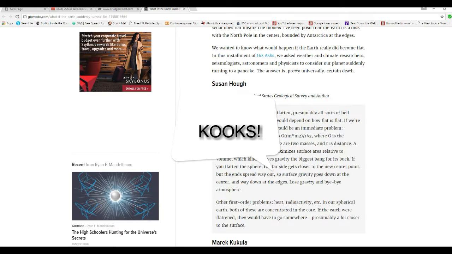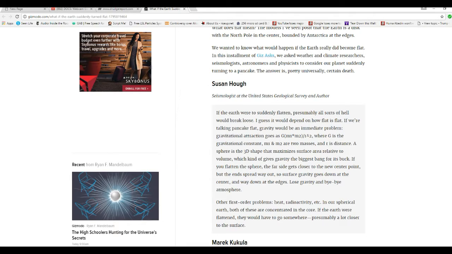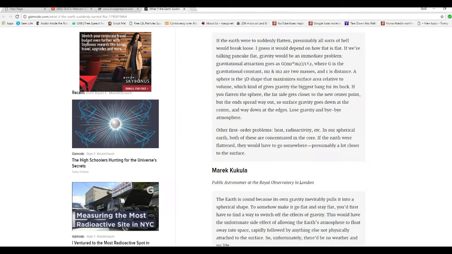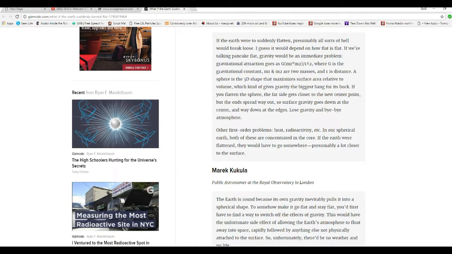Far side gets closer and near the center point, the center spreads way out, so the surface gravity goes down at the center and way down at the edges, lose gravity and bye-bye atmosphere. Other first order problems: heat, radioactivity, etc. In our spherical Earth, both of those are concentrated in the core. If the Earth were flattened, they would have to go somewhere, presumably a lot closer to the surface.